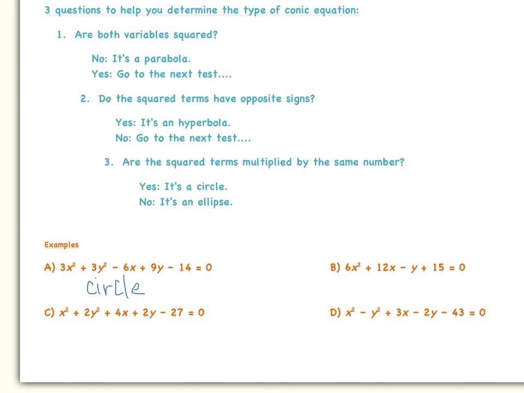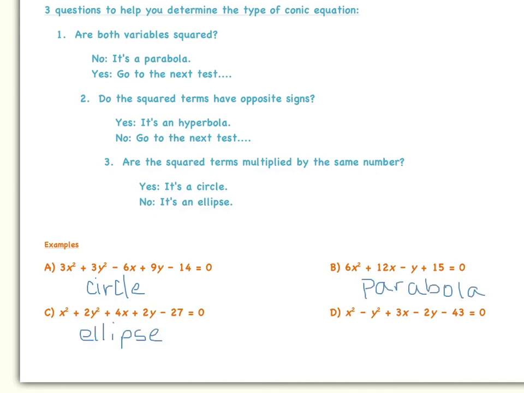Now let's look at example C. Are both variables squared? And yes, I have two squared variables, so that means I need to go to the next question. Do the squared terms have opposite signs? Well, the answer is no. They both have the same sign. So that means I go to the third question. Are the squared terms multiplied by the same number? Meaning, do they have the same coefficient? And the answer is no, they don't. This x squared has the coefficient of 1 and y squared has the coefficient of 2. So that means I have an ellipse.